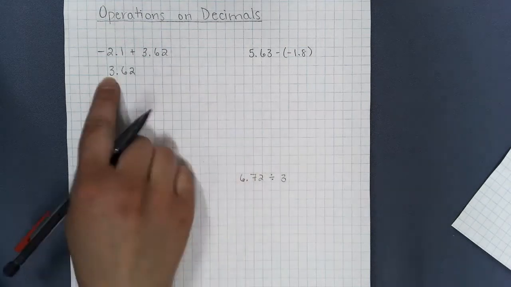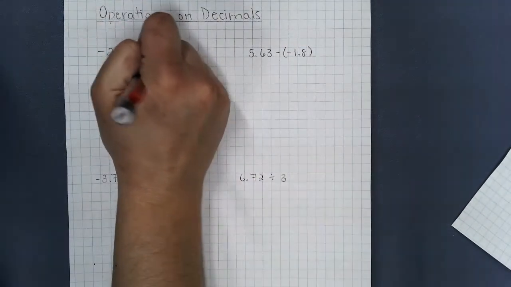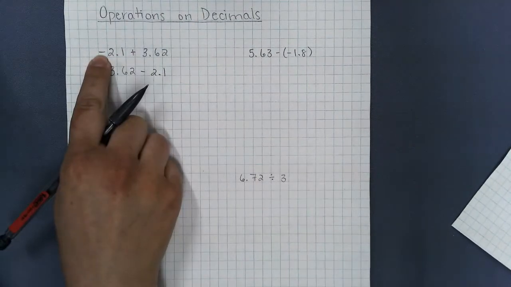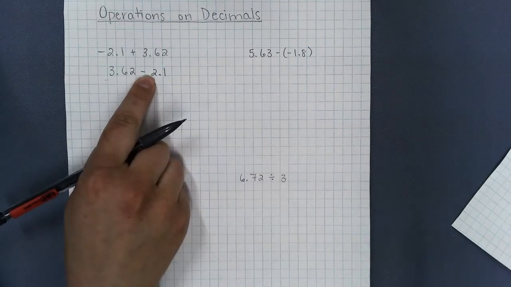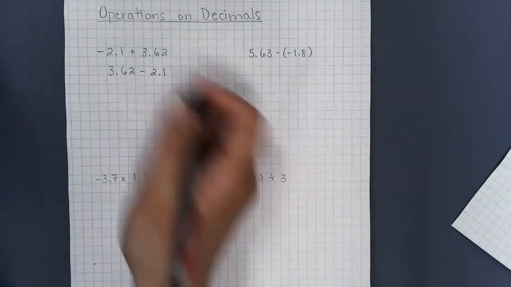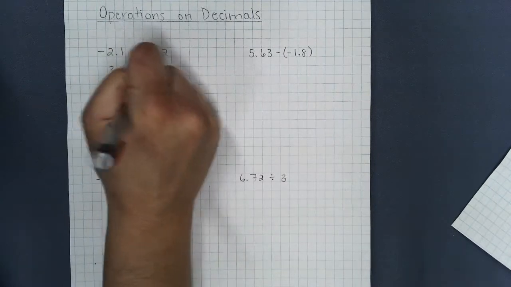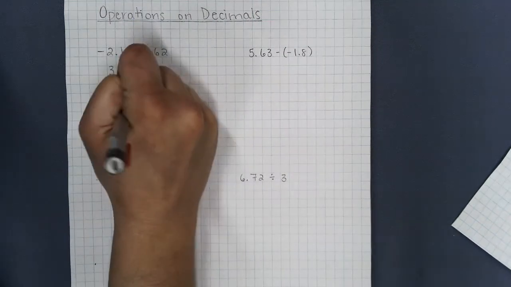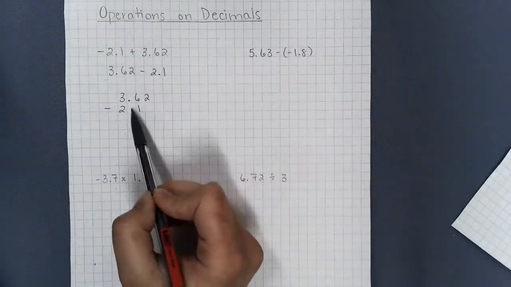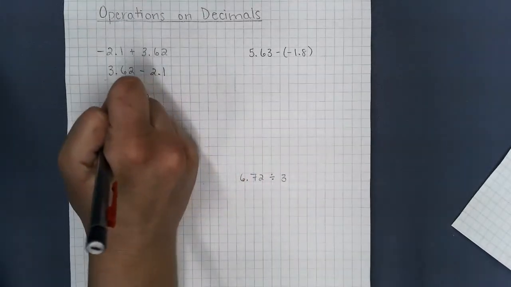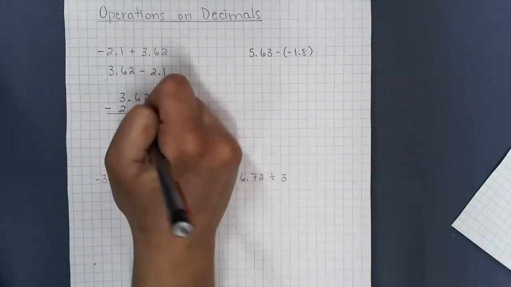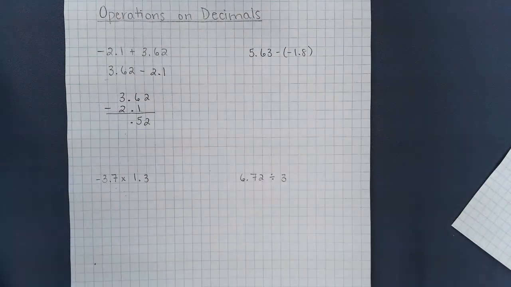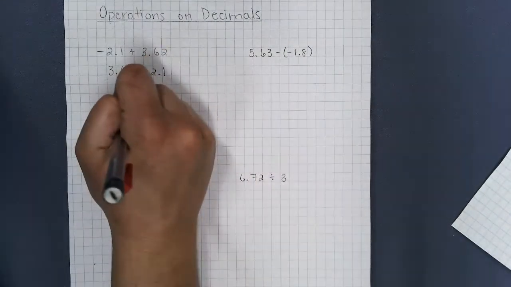So I'm going to switch this so that it says 3.62 subtract 2.1. So I've changed the operation from addition to subtraction, and I've changed this negative to a positive so that I'm subtracting a positive number. And now I'm just going to stack these and do my traditional subtracting method. Remember, your decimal numbers always have to be lined up, so my decimals are in the same place here, and we simply go from right to left. So 2 subtract 0 is 2, 6 subtract 1 is 5, my decimal stays in the same place, and 3 subtract 2 is 1.